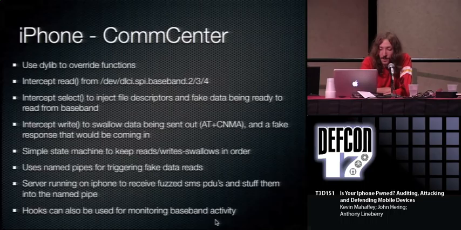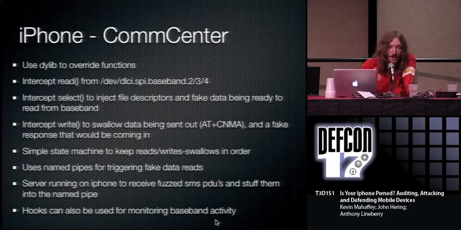The way we did this was we had a named pipe, and we had a standalone binary running as the injector. We would send our fuzz packets at that. That would stuff them into a named pipe, and the dynamic library that was hooking all of these calls would take that named pipe file descriptor that it had open and stuff that into the FD set for select along with all the baseband file descriptors.